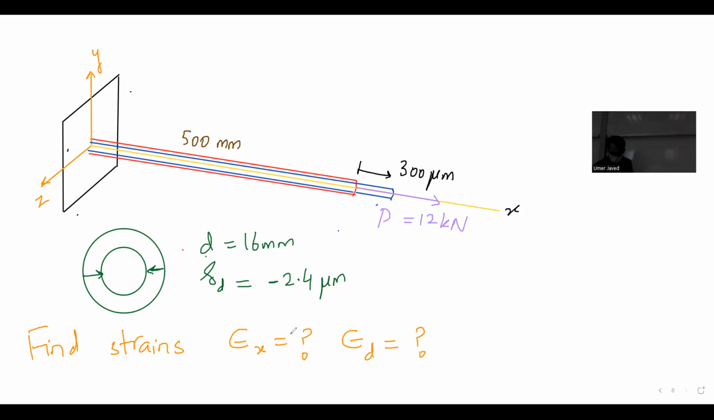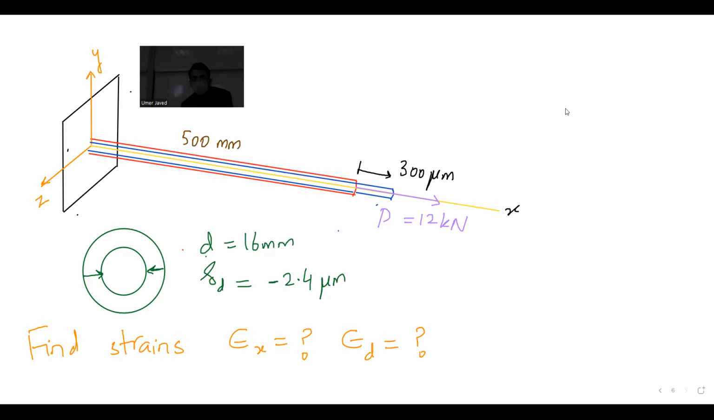Should I write the formulas so that everyone can do it with us? Epsilon x is equal to the change in length over the original length. You can call it L naught or L, whatever you're comfortable with. And epsilon d is equal to the change in length over the original diameter, or if you're comfortable, you can put a D naught.